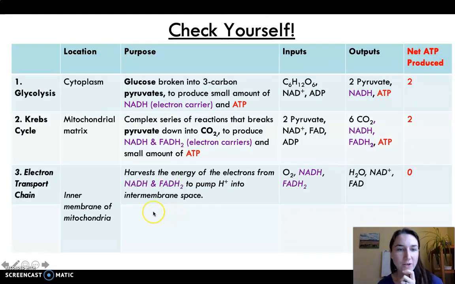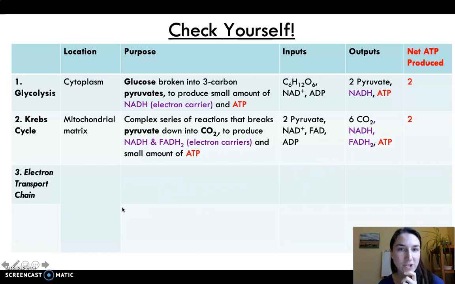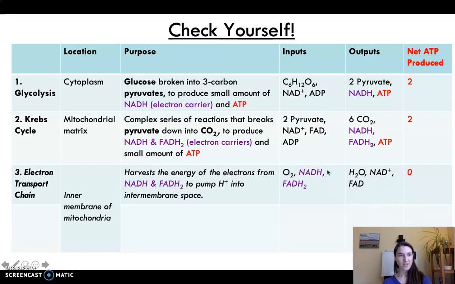Okay, so I'd like you to take a moment to process that information with your notes. So fill out this next row in your table. All right, and let's check ourselves.